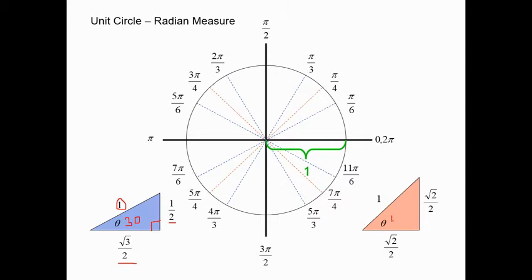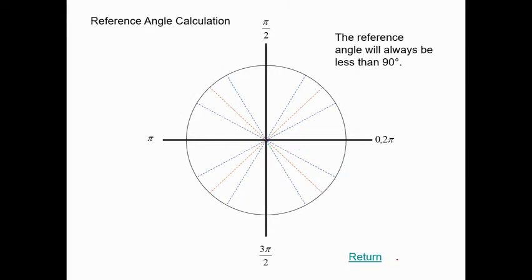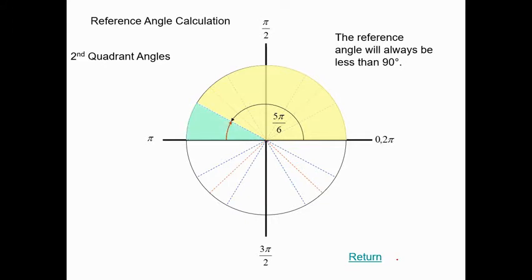This triangle over here is 45 degrees. And again, our hypotenuse is 1. By using the Pythagorean theorem, we can figure out what our opposite and adjacent legs are worth. And we're going to use this in order to construct our unit circle. Please remember that the reference angle will always be less than 90 degrees. So in the second quadrant, when we start wanting to calculate reference angles, we have 5 pi over 6, and the blue would be the reference angle.